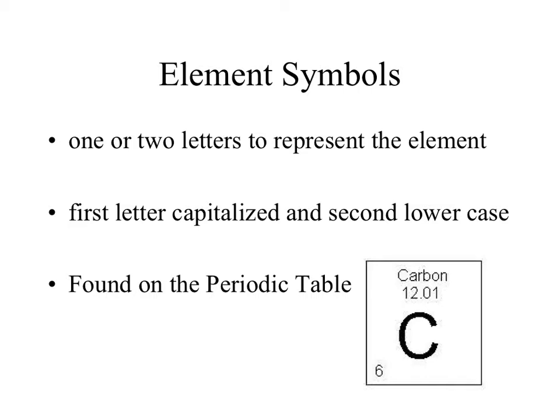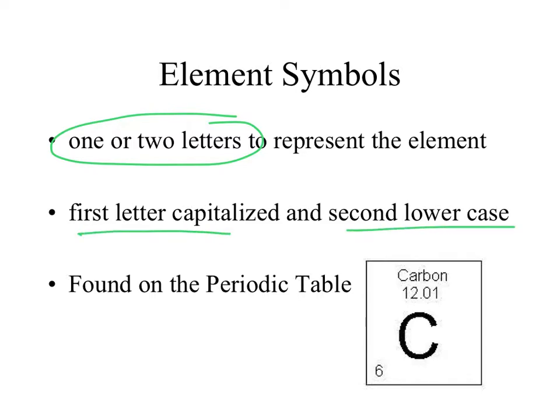So for element symbols, the only important thing to really know is that they're usually one or two letters. The first letter is always capitalized, and the second letter you must lowercase. For example, sodium we said was Na. You definitely want the N to be capitalized and the A to be lowercase.